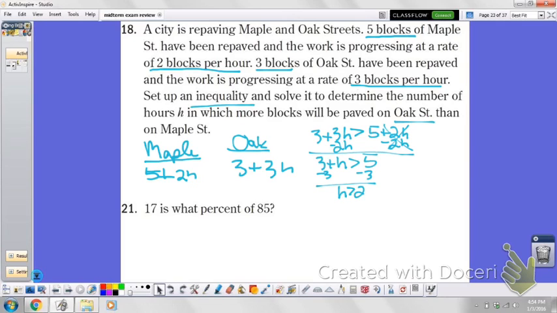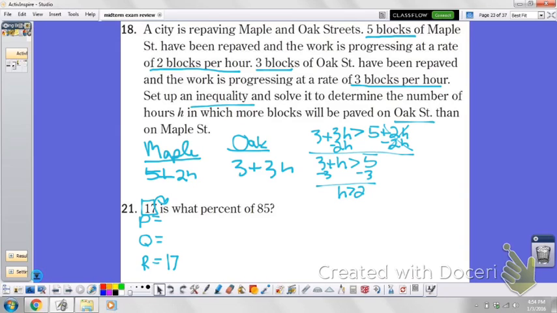Number 21 says 17 is what percent of 85? This is a P, Q, R problem where P is percent, Q is the original quantity, and R is the result. So we are given, right away, we know that 17 is our result. So since 17 is my result, I know R is equal to 17.